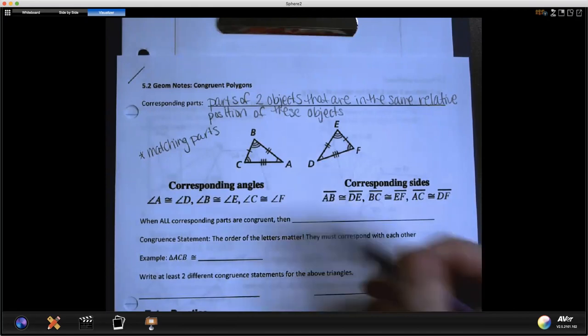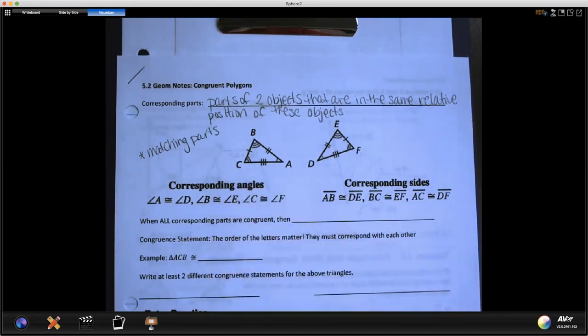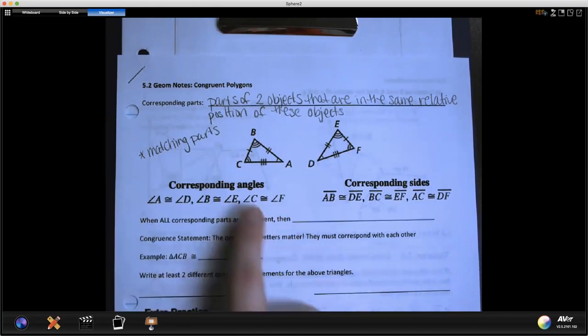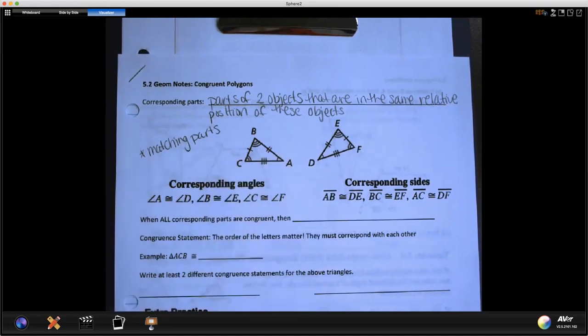So on these shapes, if it tells you that they are looking for congruent statements, you just need to make sure you have the matching parts. So don't just say, oh, well, C is in the left corner and D is in the left corner, so those are congruent. Okay, so you have to make sure that you're looking at the specific parts.